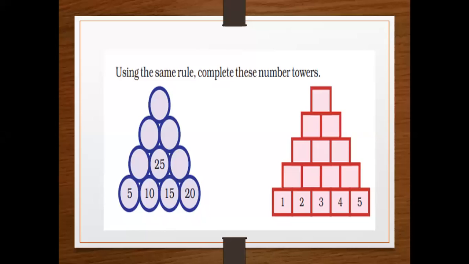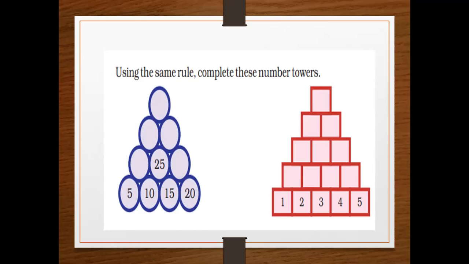Then can you guess what will be in this circle? The bottom numbers should be added. 5 and 10, add, you will get 15. This is how we will get it. What about this circle? 15 plus 20 is 35. This is how you have to complete the number tower.